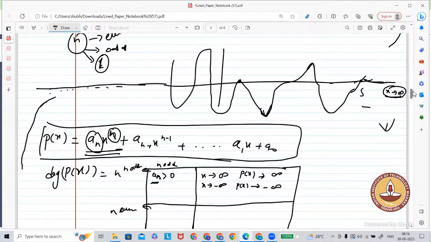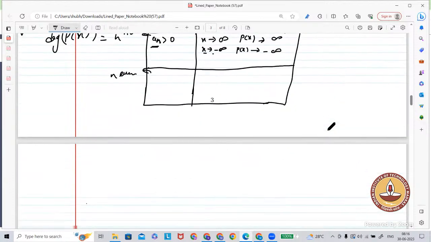Let me, if it is a positive large number, this side it will go. If it is a negative large number, as here, this side will come here and it will be going to the negative side. So can you please take an example? So for example, okay, let's do an example on it.